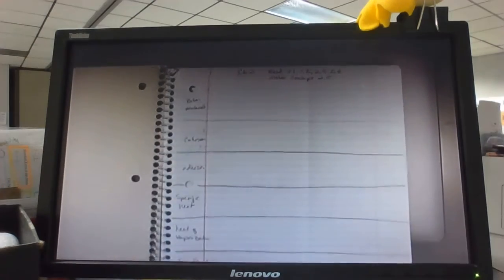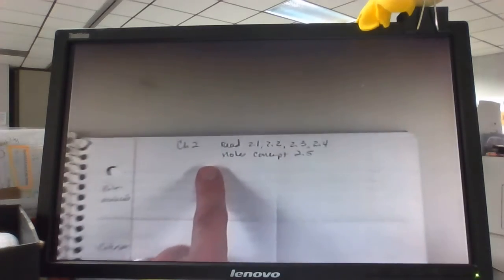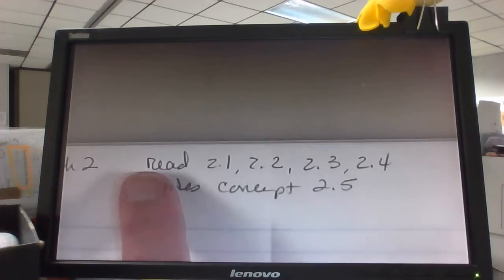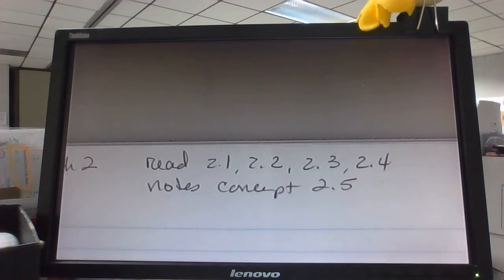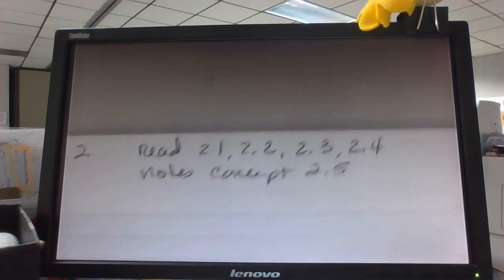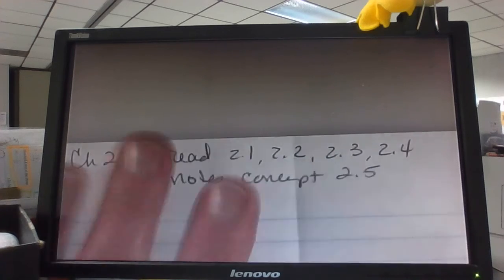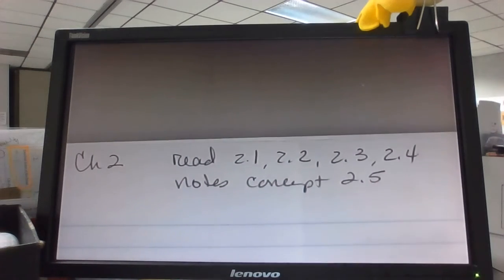So on the first page, at the very top, go ahead and copy that down. Chapter 2, this is the concepts that you read, the sections that you read. That's the one that you take your notes on. So this is on the first page. Copy that down on the top.